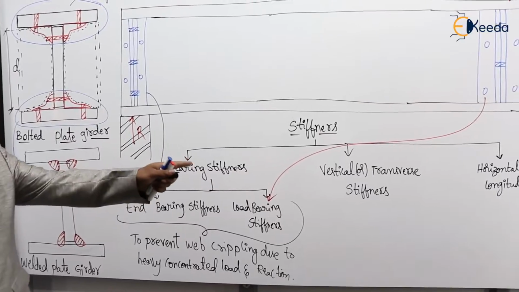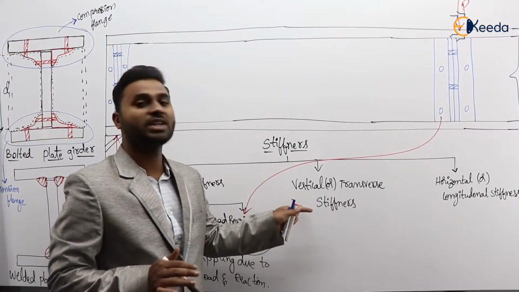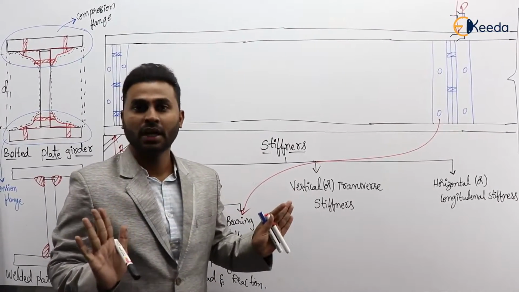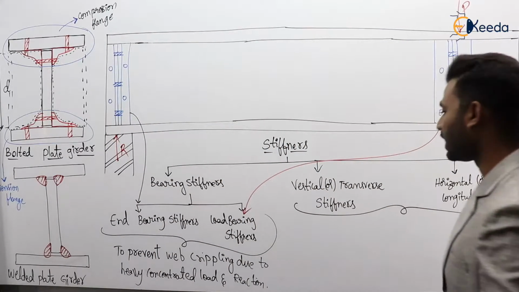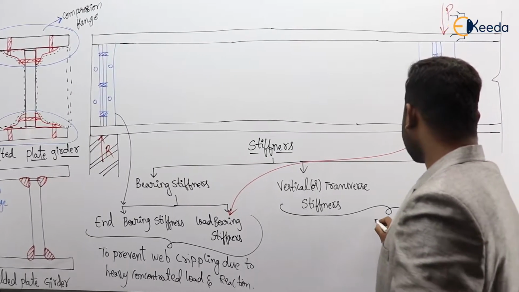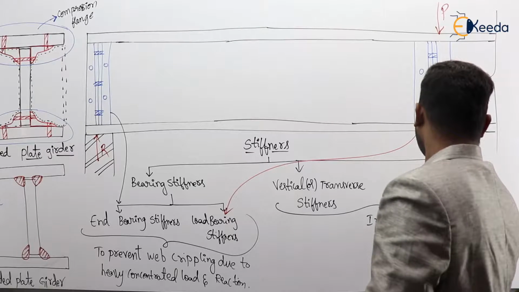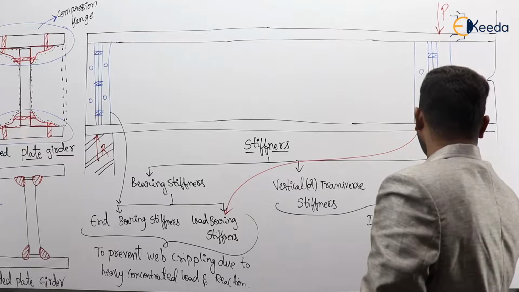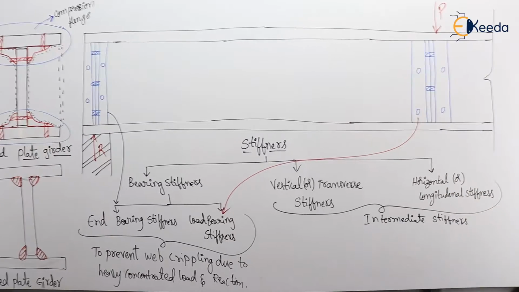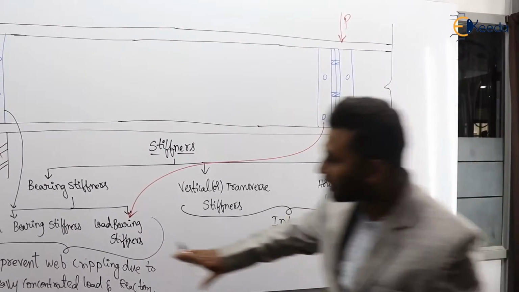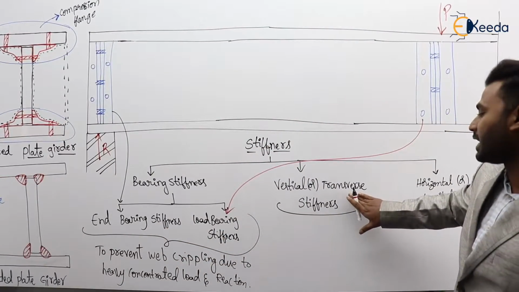Next, come to the vertical transverse stiffener. Now if you see, the name itself is vertical transverse stiffener. So these stiffeners are vertical in nature. And see, these two classes, the transverse stiffener and longitudinal stiffener, are also called intermediate stiffeners. Vertical and transverse stiffener and horizontal and longitudinal stiffener are also called intermediate stiffener. And one more thing, the cross section of bearing stiffener, whether it is end bearing or load bearing, and the cross section of transverse stiffener, I will show.